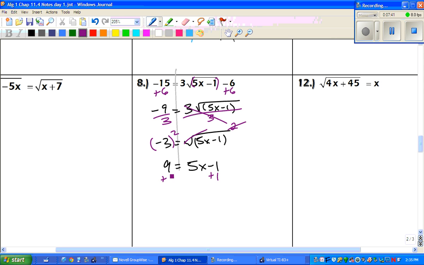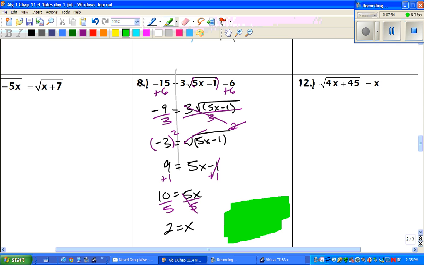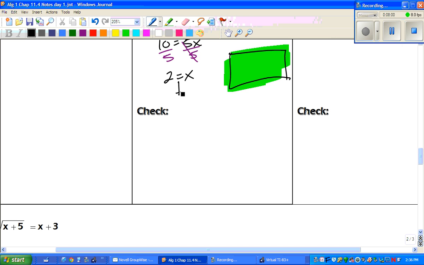Okay? So we add 1 to both sides. 10 equals 5x. Divide by 5. And we get 2 equals x. And I can't put that inside of my box until we check. Okay? So negative 15, does that equal 3 times, we have 5 times 2 minus 1, and then minus 6 is on the outside.